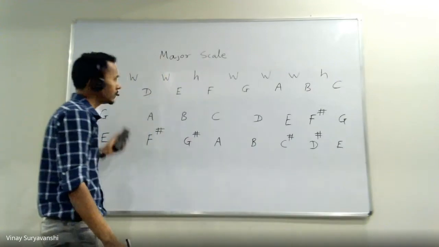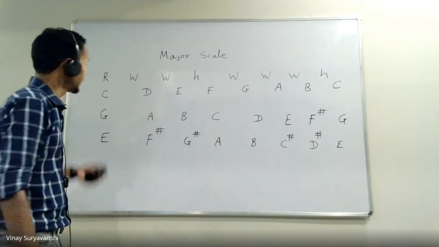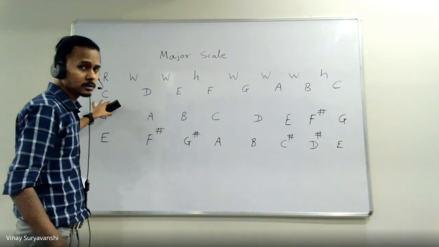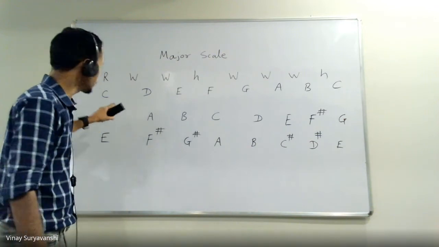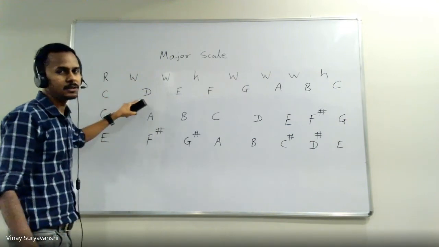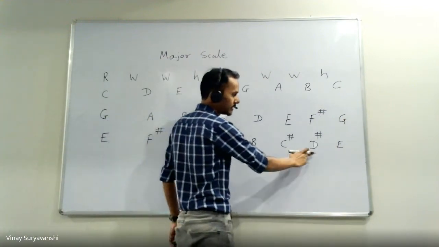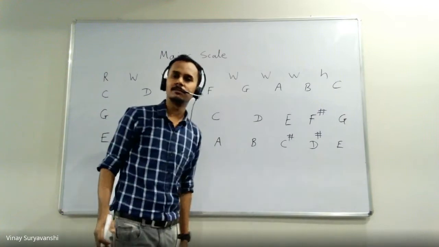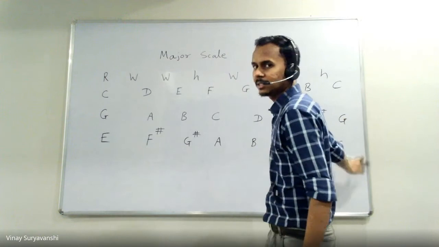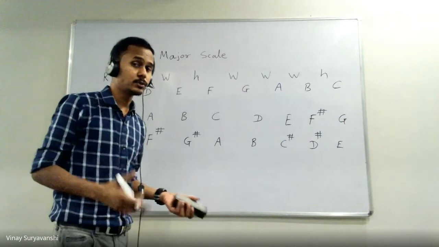Now, what is common in these scales? The alphabet sequence. Every time in a major scale, if you start on the natural notes, you have that sequence. Like after C, there will always be D. See here, C sharp, then D, then E. So this sequence never gets changed. Always remember E, F, G, A, B, C, D, E. Only sharps and flats will change. You have to think which note is sharp or which note is flat.